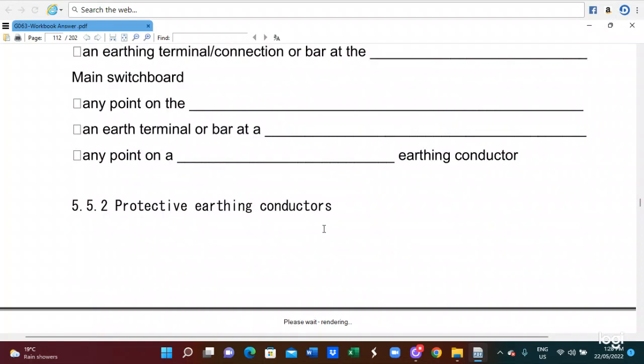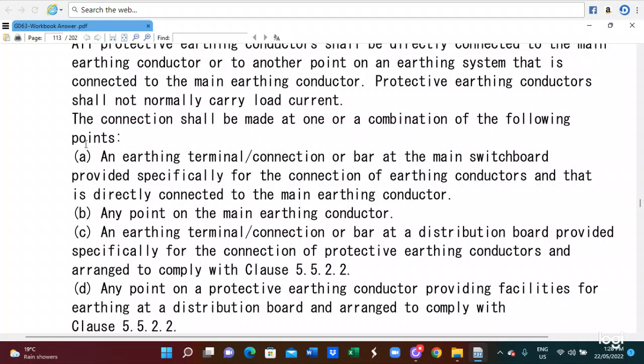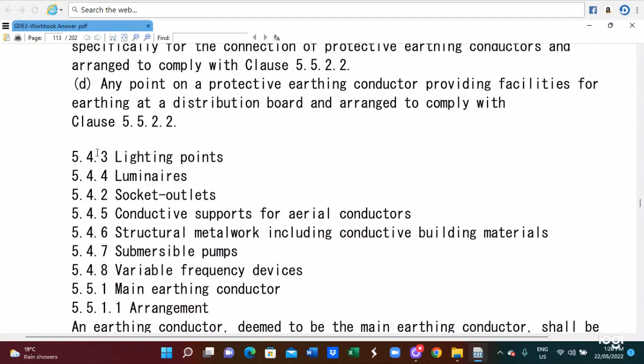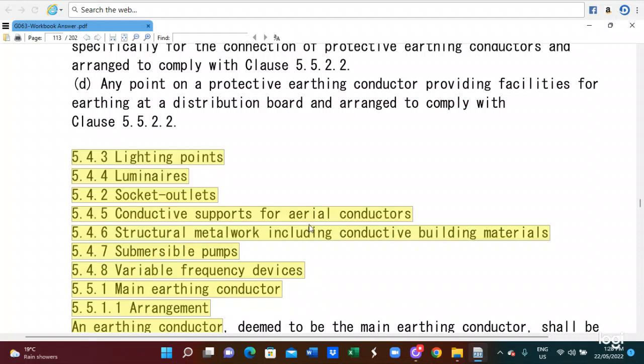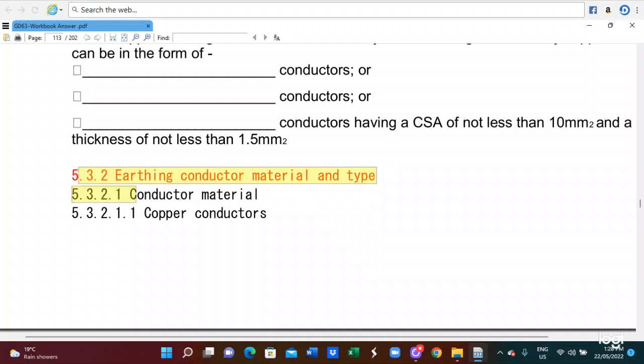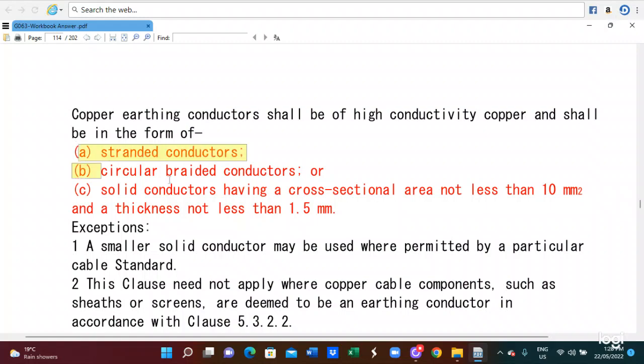Protective earthing conductor explains the arrangements. All the protective earthing conductors shall be directly connected to the main earthing conductor or another point of the earthing system. So this is the arrangement of the main earthing conductor, main earthing terminal, any point of the earthing. And also you can see the clauses for the arrangement of the earthing conductor, the earthing parts and earthing conductor material. You can see this clause 5x3x2 and those are the earthing conductor parts.